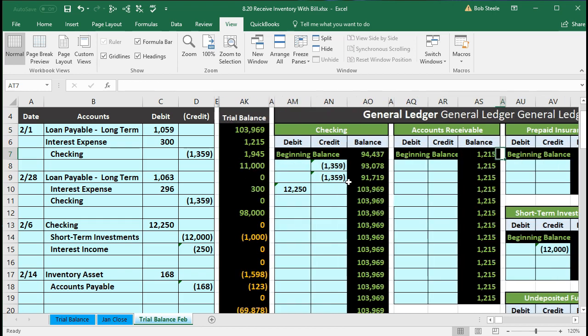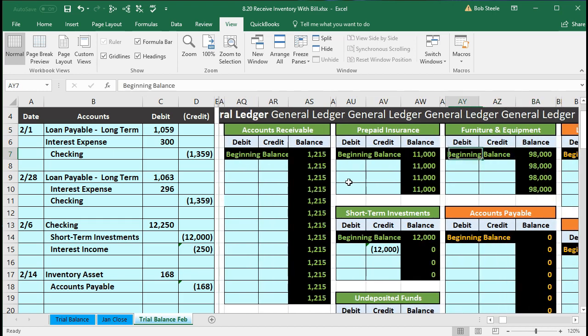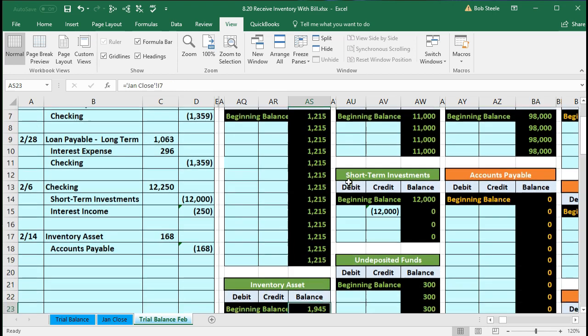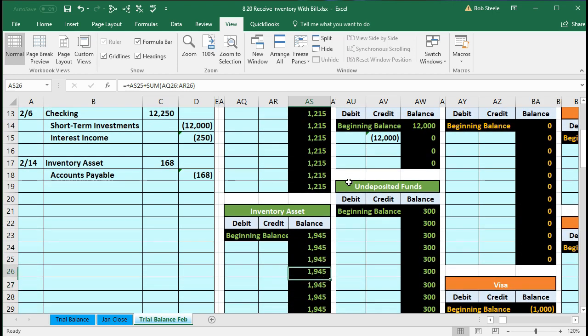Scrolling over to that third account, we see accounts receivable. I'm assuming it's going to be under the accounts receivable. If I'm right, then that would be good. There it is. It's inventory. It's in AQ. We are in cell AQ24.